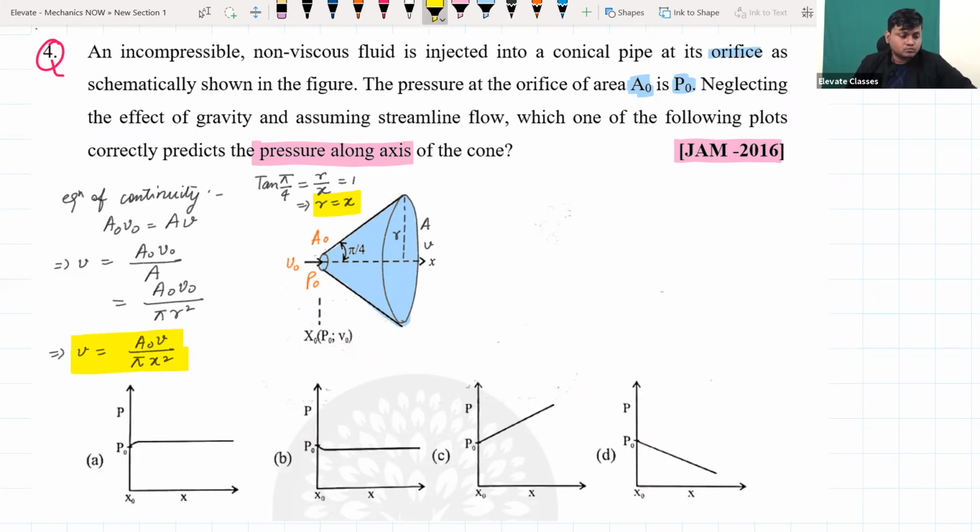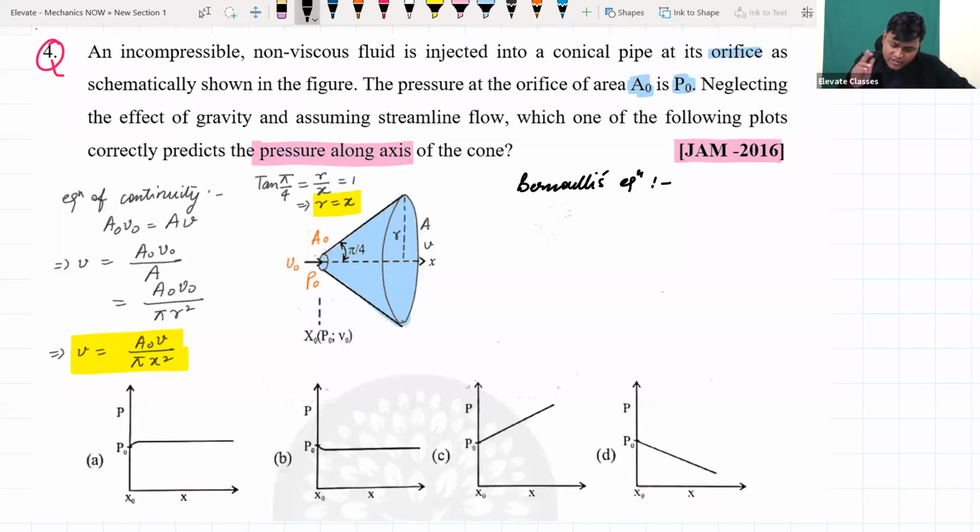Yes? Is this clear? Yes, sir. Okay, but now I want to associate that change in velocity with pressure. So if I want to get an idea about the pressure difference, I need to apply Bernoulli's equation.